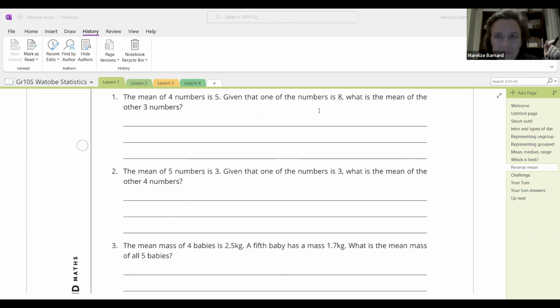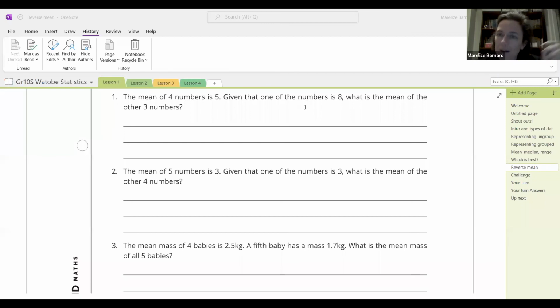Hi, ma'am. Here's my idea. It says the mean of 4 numbers is 5, so I did 4 times 5 and I got 20. Then I subtracted 8 and got 12. Then I divided 12 by 3 and I got 4. That's my guess, ma'am. Very nicely done, Emmanuel. Thank you.